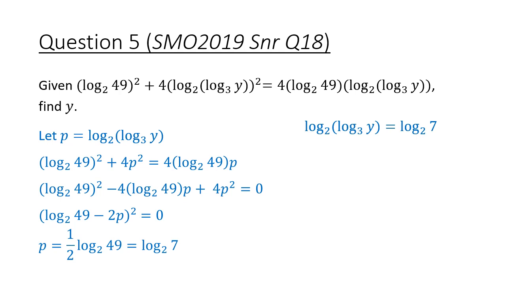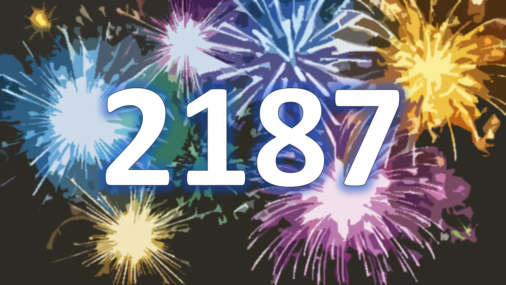So the p, log base 2 of log base 3 of y, is equal to log base 2 of 7. That means log base 3 of y is 7. So we can convert the log equation back to the index equation. y will be equal to 3 to the power of 7, which is 2187. And that's our final answer. So did you get the answer?